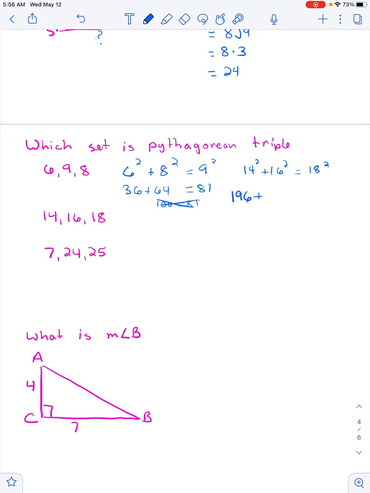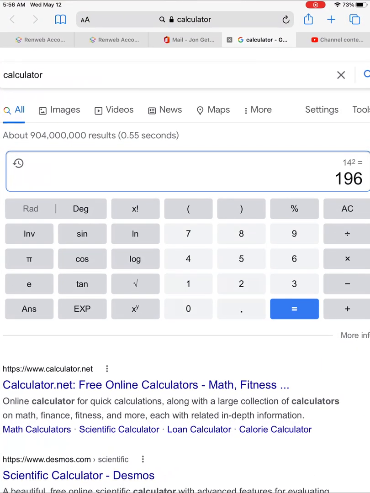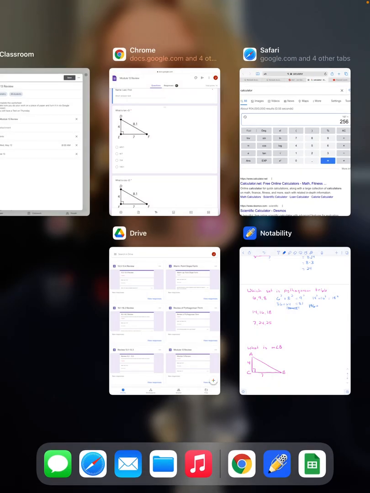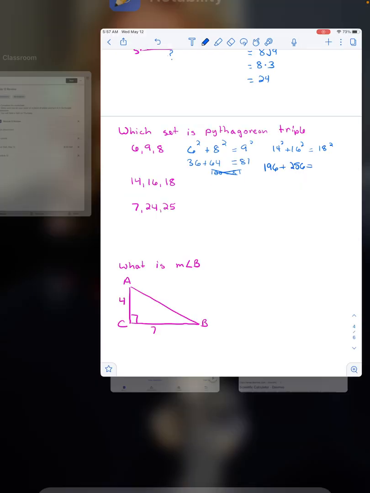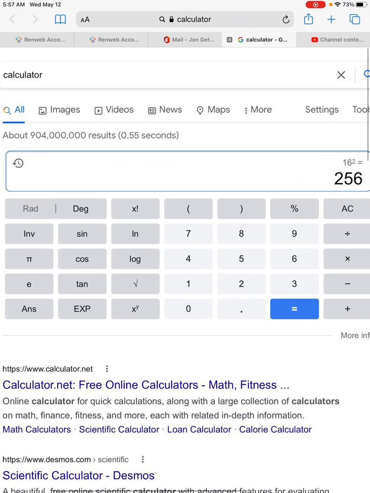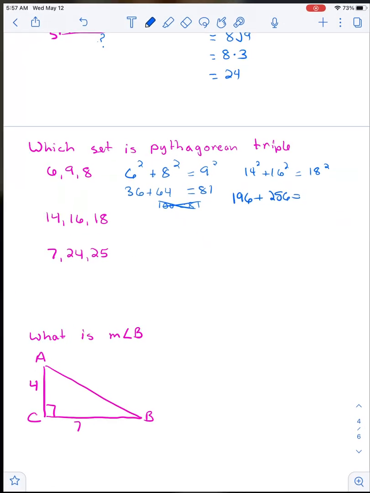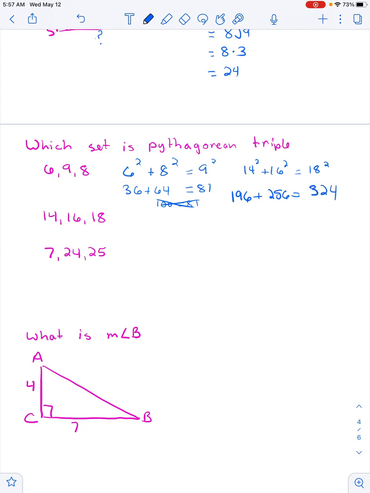So 196 plus 16 squared. 16 squared is 256, equals 18 squared. 18 squared equals 324. So then we go ahead and add these. Okay, so we would get 452 equals 324. Nope, not even close.